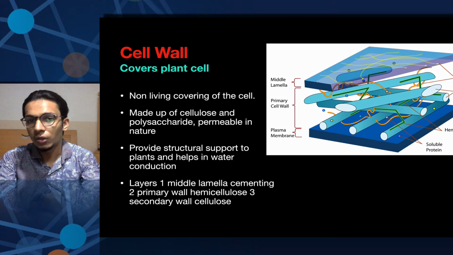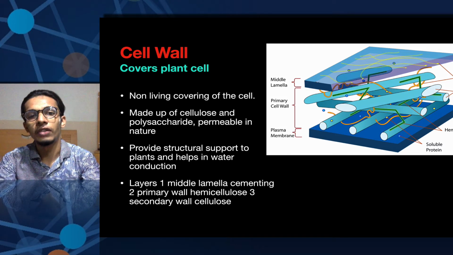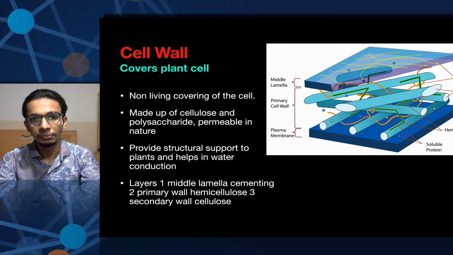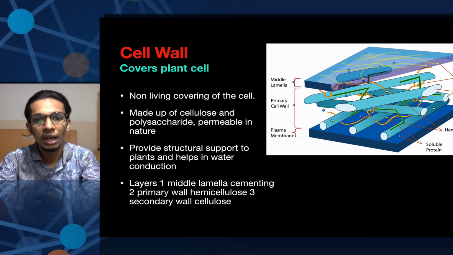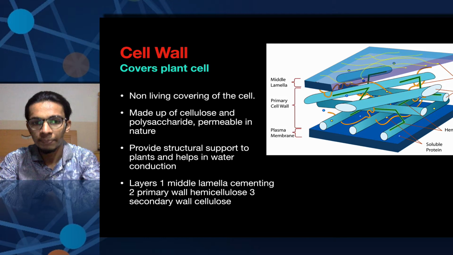Made up of cellulose. Cellulose is the elastic component which helps give the cytoskeleton, which makes up the cell wall, and permeable in nature. And what else? Provides structural support to plants and helps in water conduction. It helps in the water conduction because it has xylem and phloem inside it.